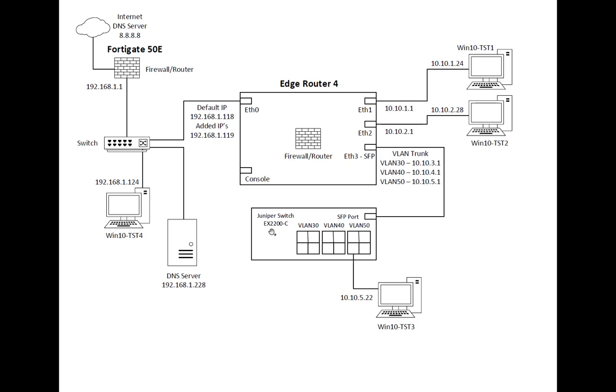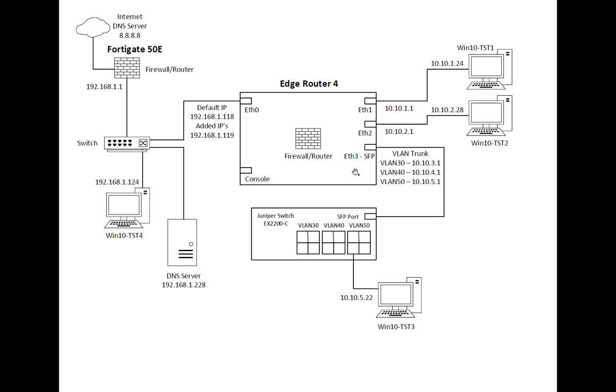I also have a Juniper switch, an EX2200-C. It's only got like 14 or 15 ports, something like that, on this device. So what I've done is I've broken them up. I've assigned 4 ports, I'm getting ready to assign 4 ports for each VLAN. But let's go back to the EdgeRouter.